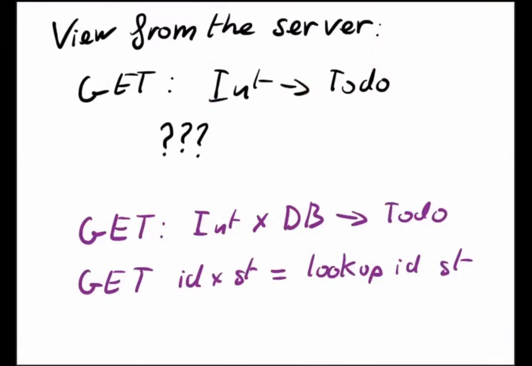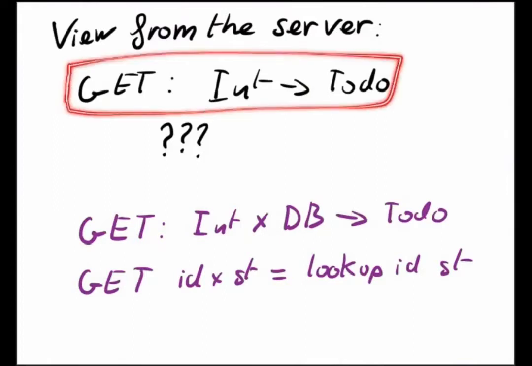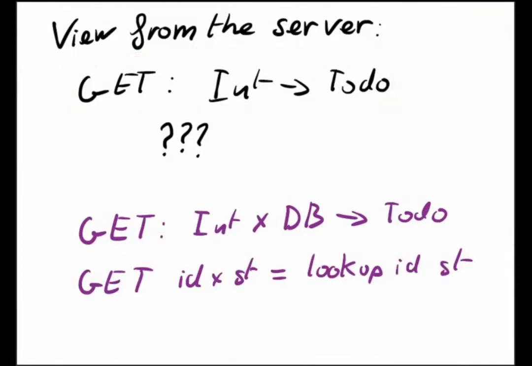But if we take the view from the server and we think about this endpoint as something we have to implement, so imagine that now this is a type signature and you want to implement the function that goes here, you can't do it. And the reason you can't do it is because you are missing some crucial information about the states, right? If you're given an int, an arbitrary int, you cannot infer which to-do item it corresponds to. You have to look it up from a state.